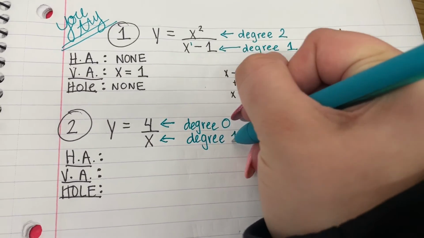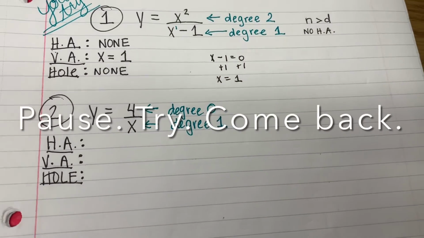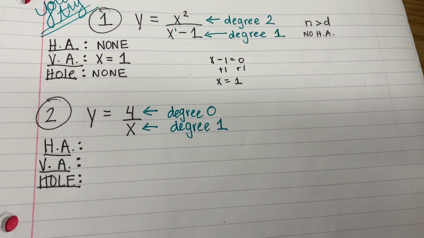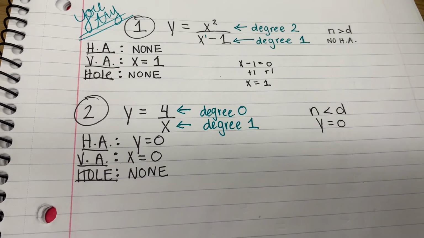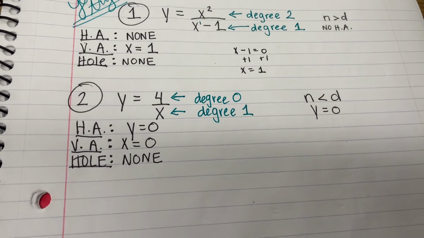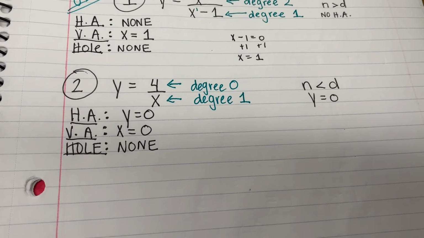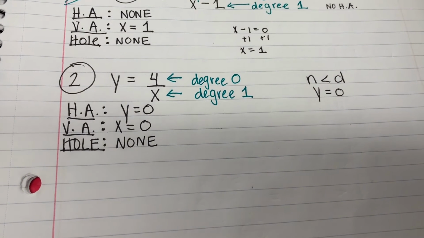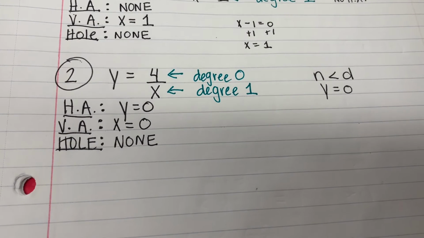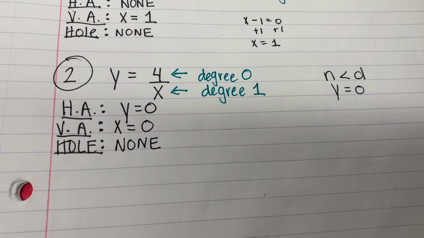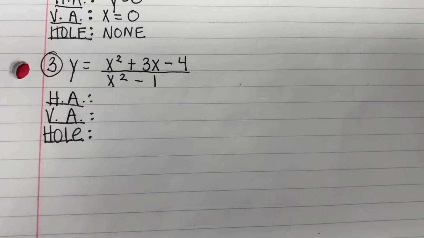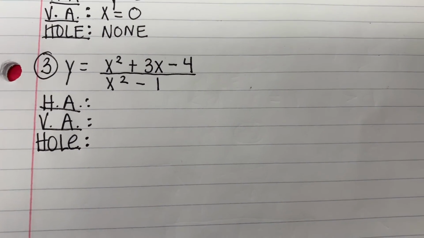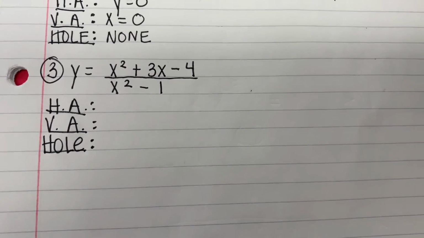Pause the video here, try this one, come back when you're done. So because the numerator's degree is smaller than the denominator's degree, our horizontal asymptote is y equals 0. Our vertical asymptote is x equals 0 because we just set the denominator equal to 0. And we have no hole because nothing canceled. All right, take a look at this last example. Pause the video here, try it, and come back when you're done.